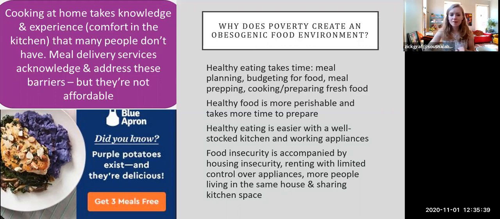So food insecurity, housing insecurity, limited control over the appliances that you have in your kitchen because you're a renter, living with more people, sharing kitchen space, lacking nutrition knowledge, lacking the time, energy, and emotional resources to deal with budgeting, clipping coupons, planning meals for your entire family for 2 weeks. All of this kind of sets people up to quote unquote fail and end up engaging in less healthy eating behaviors that promote obesity.